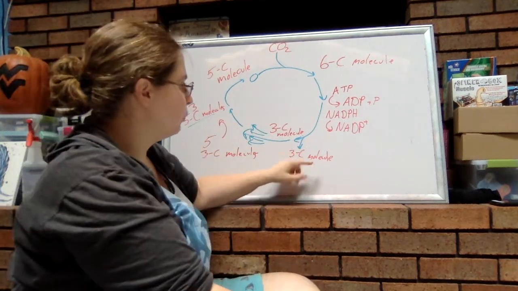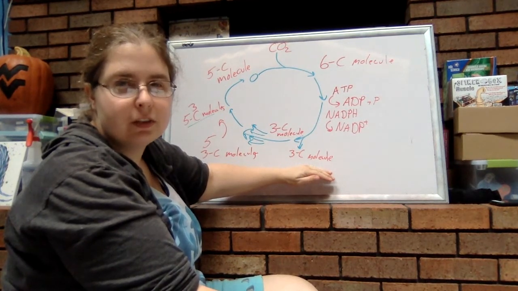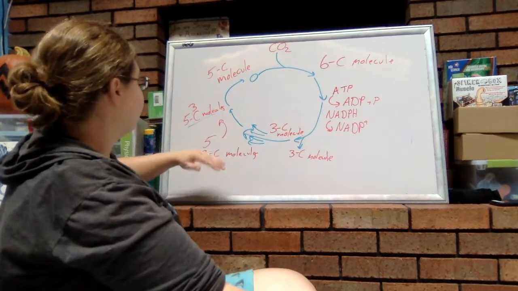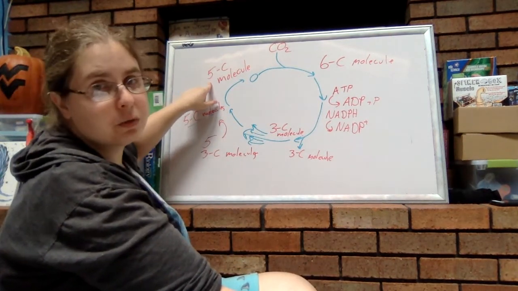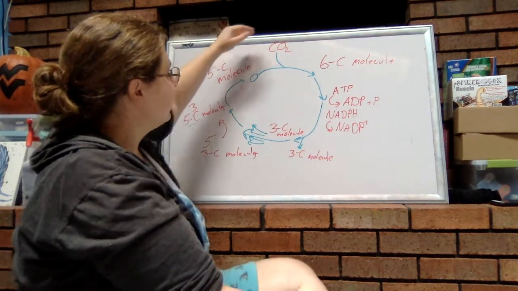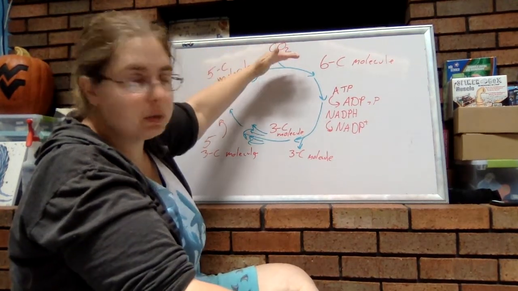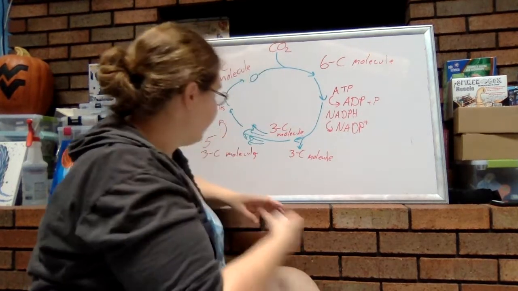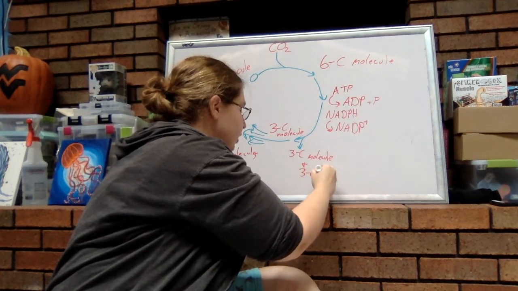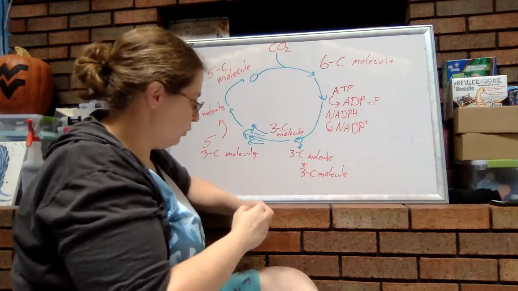Now let's come back. Remember, at this stage, we broke the 6-carbon molecule into 2 3-carbon molecules. One of them stayed in the cycle, eventually got rearranged and made back into the 5-carbon molecule. But what about this guy here? Well, the second carbon dioxide that comes in, not this first one, but another one that comes in and goes through this, is going to give us another 3-carbon molecule.